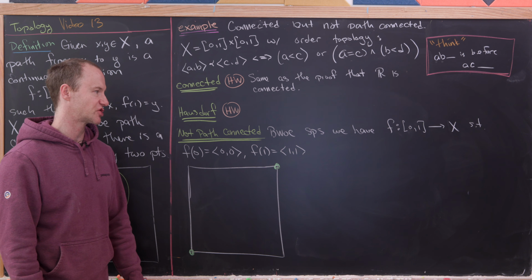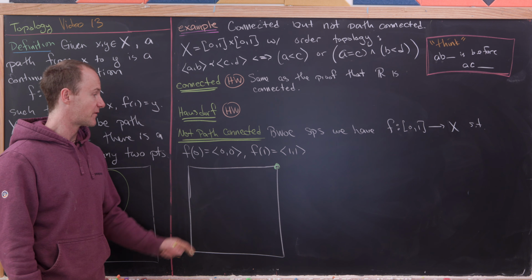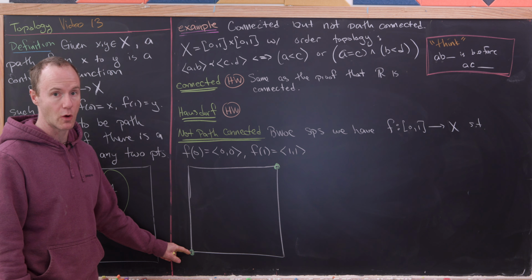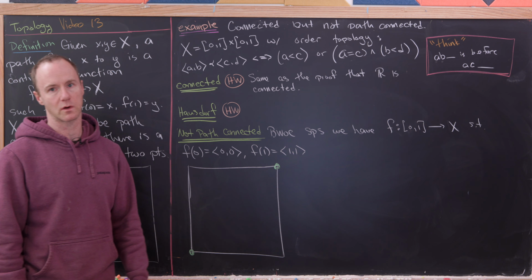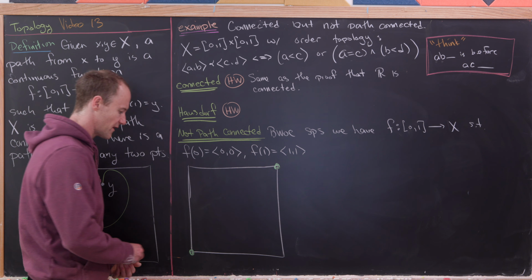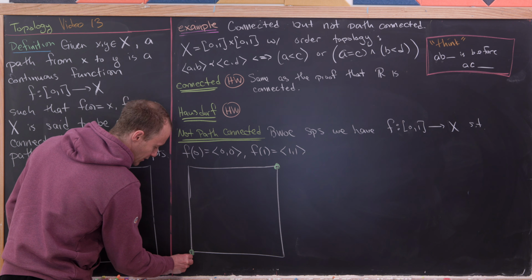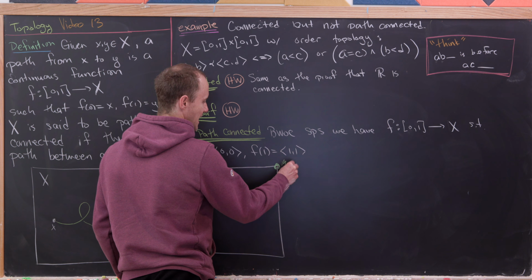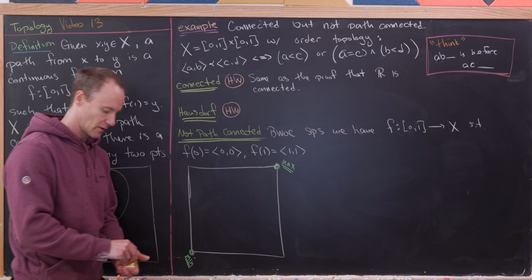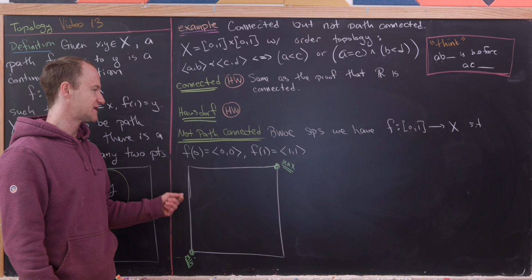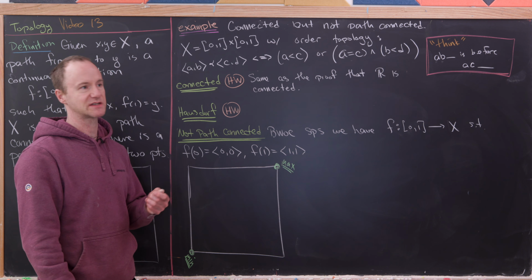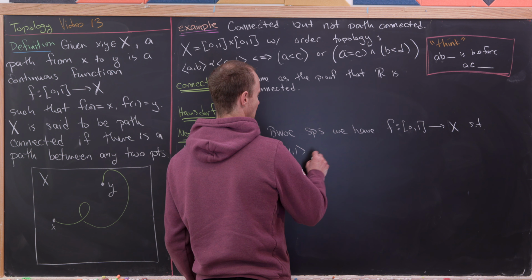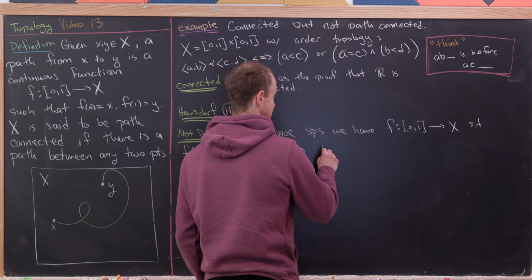So by way of contradiction, let's suppose we've got a path from the origin to this point (1, 1). So it goes from the lower left corner to the upper right corner. But let's recall that this lower left element was the minimal element in the whole space, and this upper right element was the maximum element in the whole space. But since our path goes from the minimum to the maximum and it's continuous, by the intermediate value theorem, we know that f is surjective. So let's write that down.